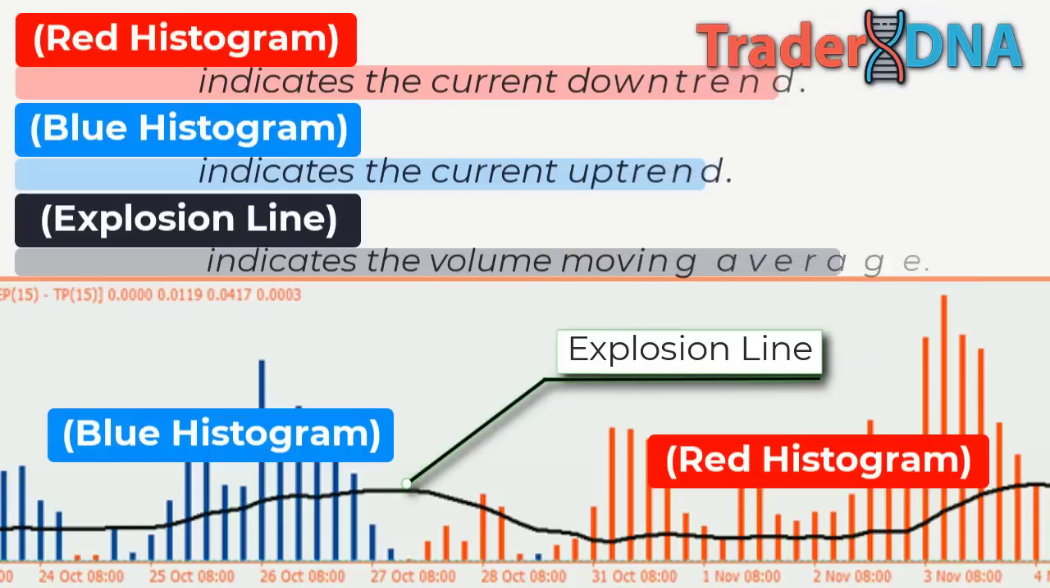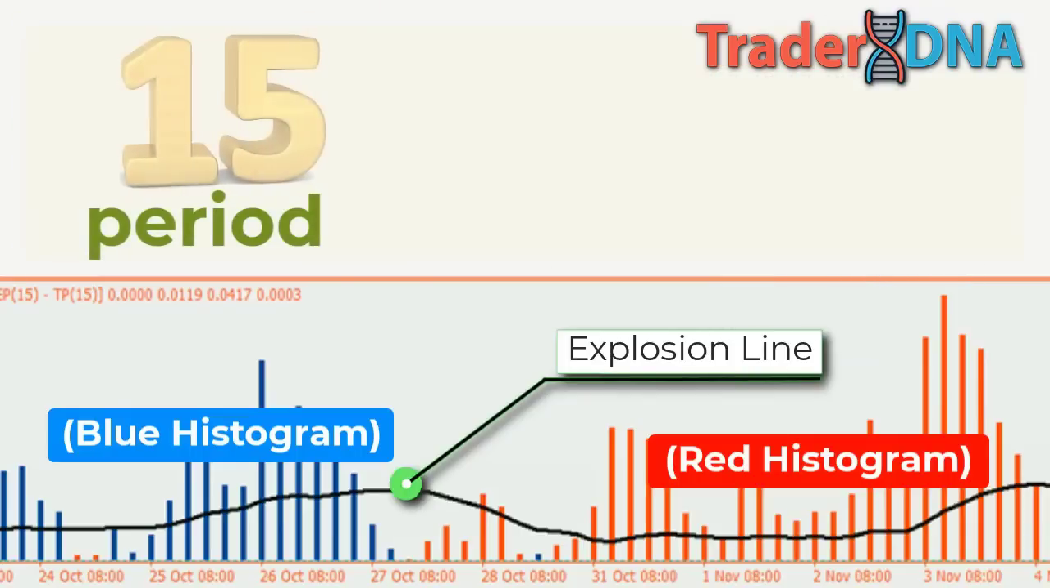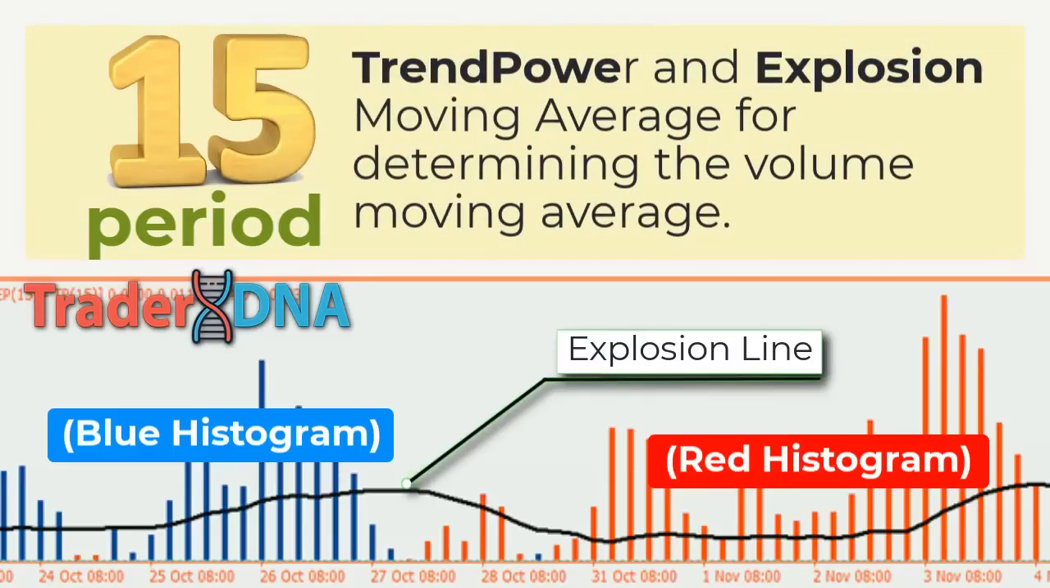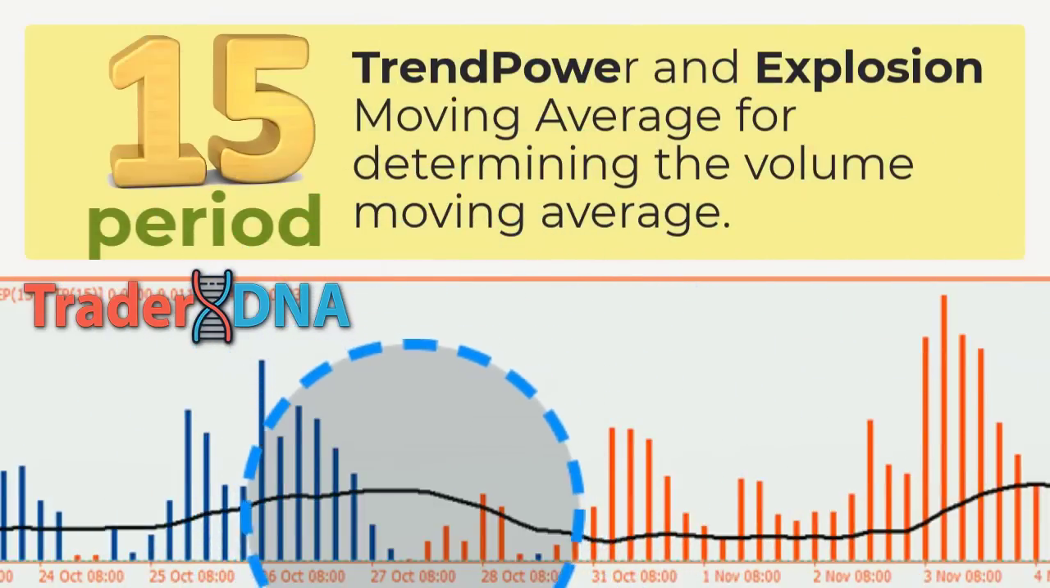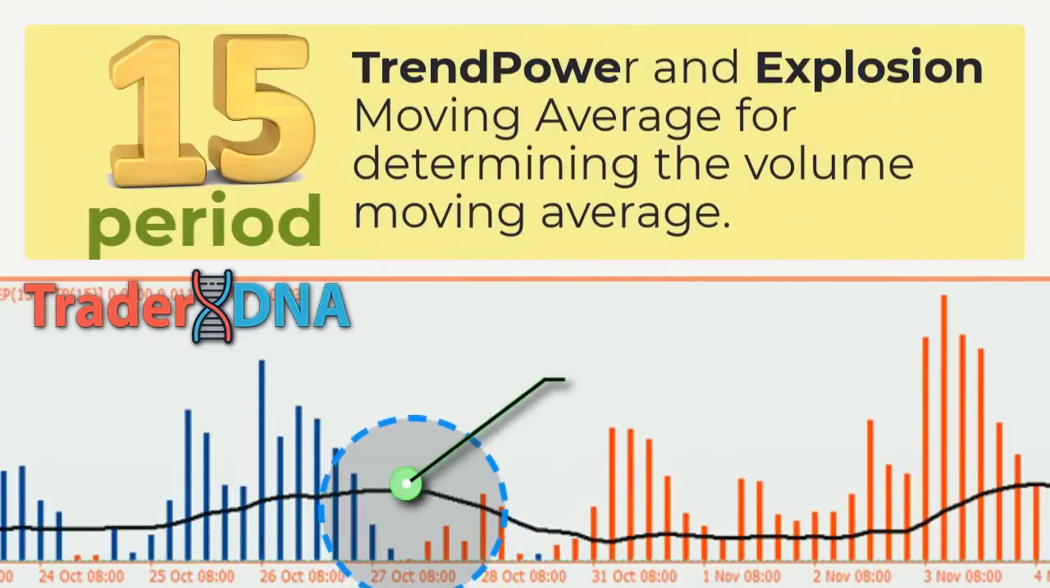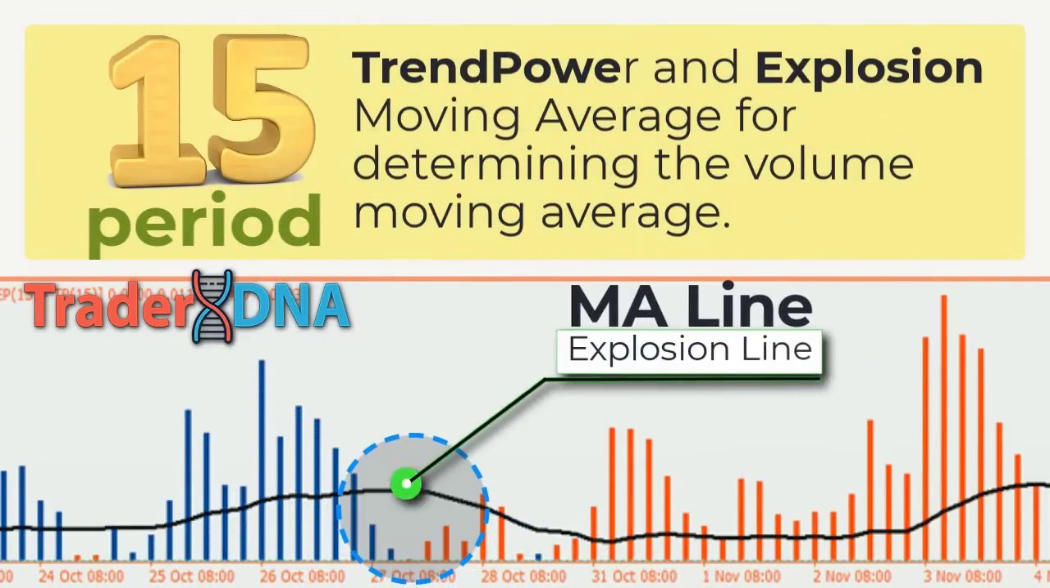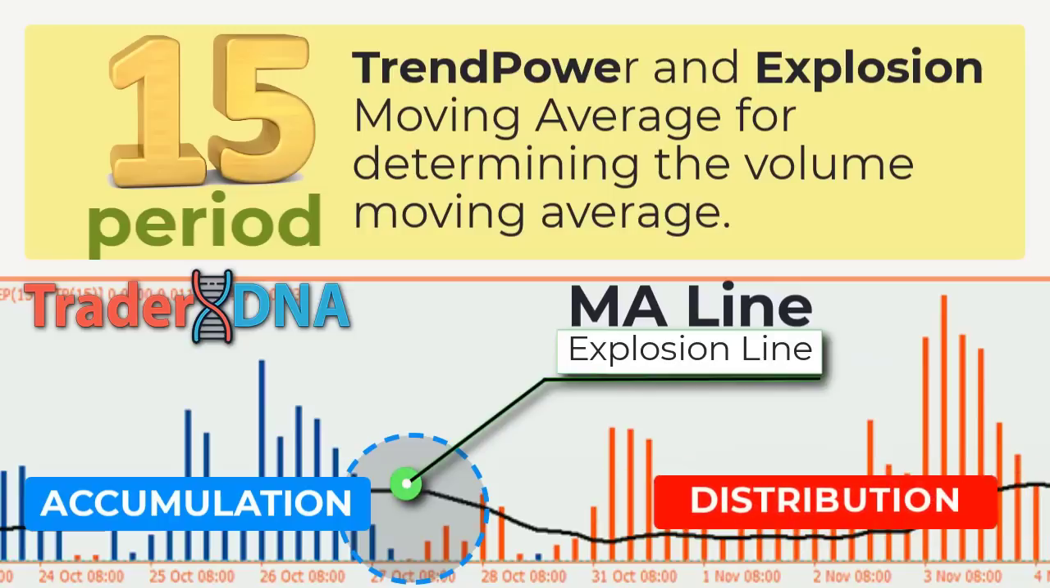The WADDAH ATTAR explosion applies a 15-period trend power and explosion moving average for determining the volume moving average. The changes in the volume bar's color help you identify whether bulls or bears control the market. And the moving average line shows the overflow or deficiency of the asset's supply and demand. The blue volume bar indicates the accumulation, and the red bars signal the distribution of the asset.